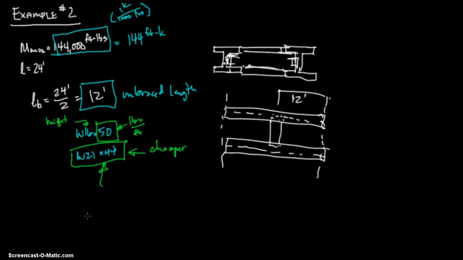So you could actually use this graph for both types. You could say, I can look at an unbraced length where it's continually braced, or I can go to whatever unbraced length it is.